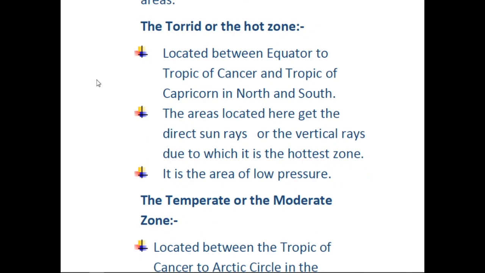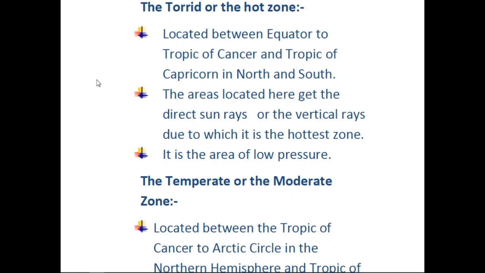Just look at the location and the characteristics. The hot zone is located between equator to Tropic of Cancer in the north and equator to Tropic of Capricorn in the south. The areas located here get the direct sun rays or the vertical rays, due to which it is the hottest zone. It is the area of low pressure. This low pressure and high pressure we will discuss in the next chapter, but remember it is the area of low pressure or doldrum. Doldrum means the belt of calm.